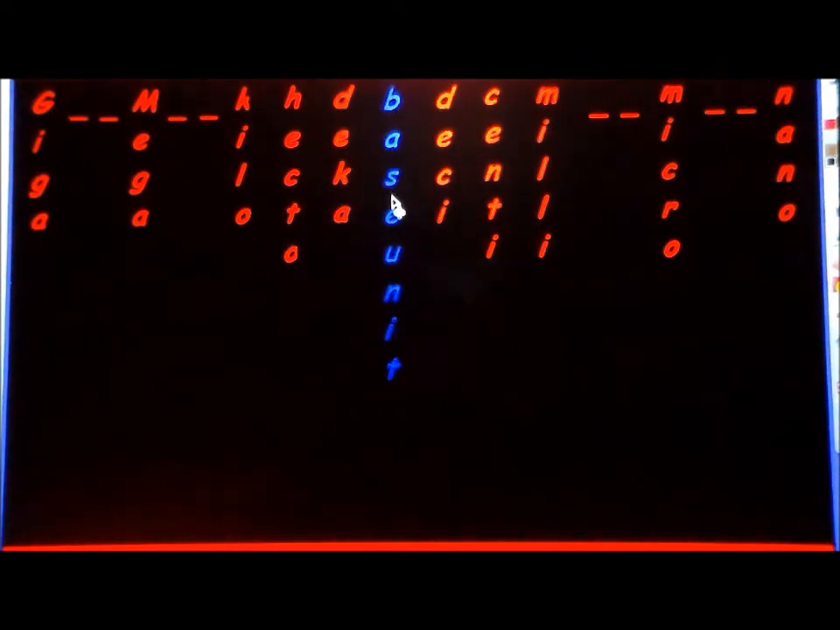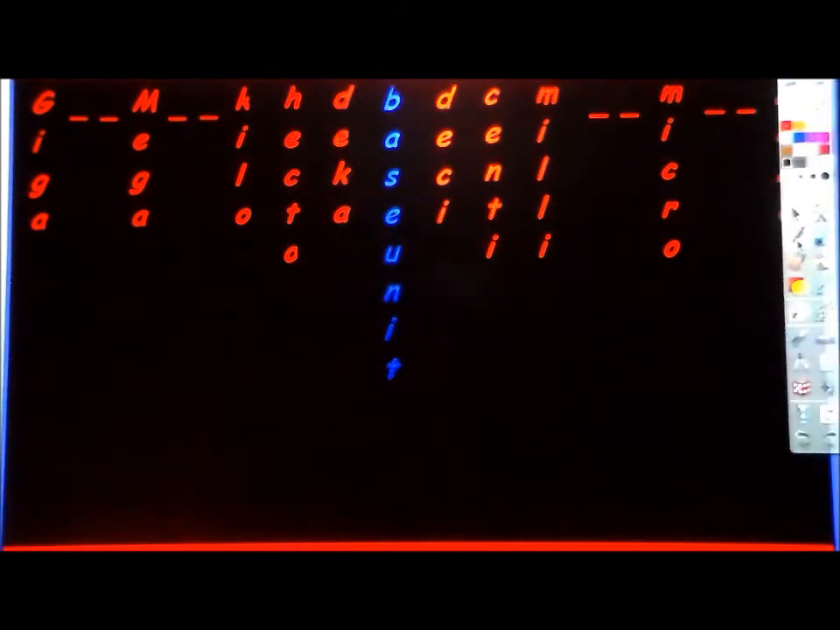Now, smaller than the base unit, we have the deci, centi, milli. We can skip two places because we don't need to know the names for those. You will need to know micro, and then two more places, and you will need to know nano.